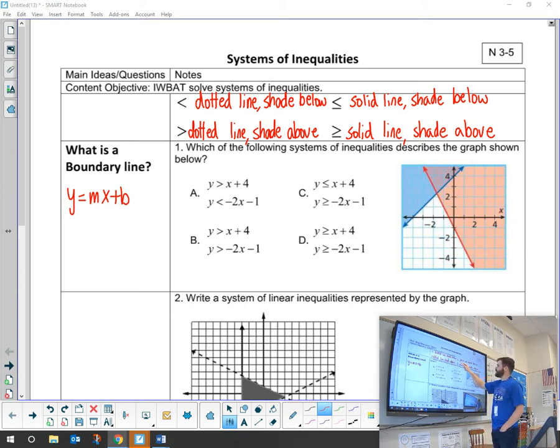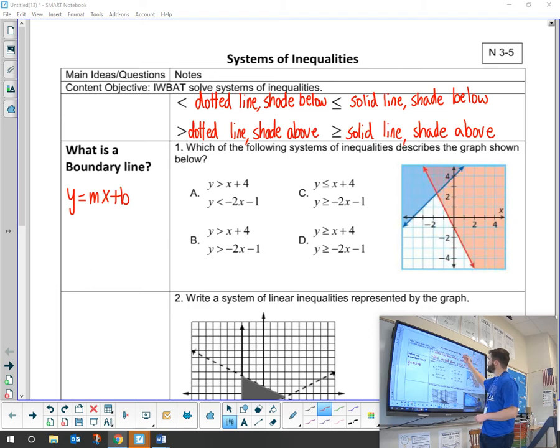If it is greater than, it's going to be a dotted line and we're going to shade above. If it's less than or equal to, it's going to be a solid line, we're going to shade below. And if it's greater than or equal to, it's going to be a solid line, and we're going to shade above. Now, the only things that we really need to remember is this, and then how to graph a line and what my solution set is.